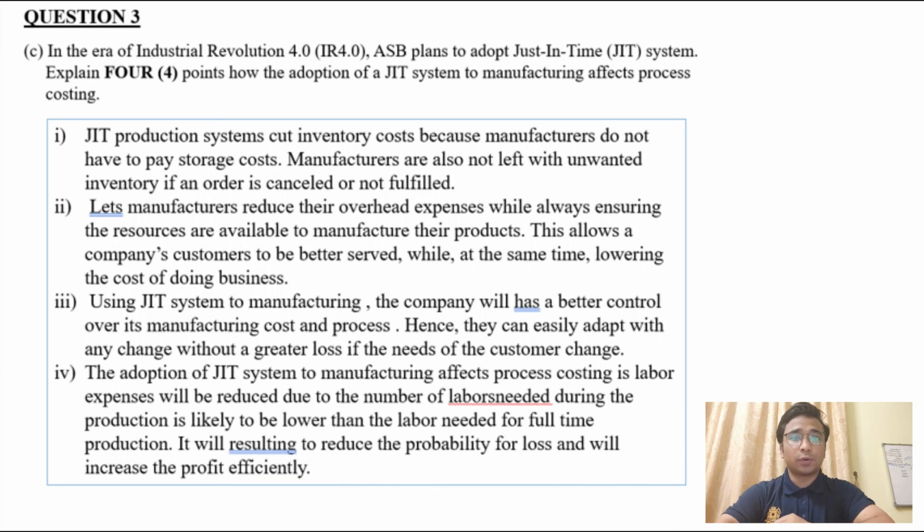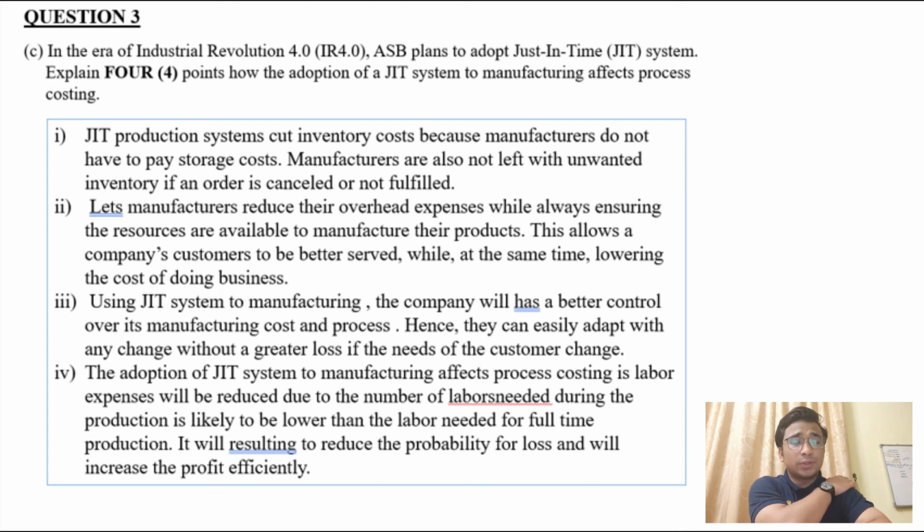The last question for question number 3 is question 3C. The question states that in the era of Industrial Revolution 4.0, ASP plans to adopt a just-in-time system, and we need to explain four points on how the adoption of a JIT system in manufacturing affects process costing.